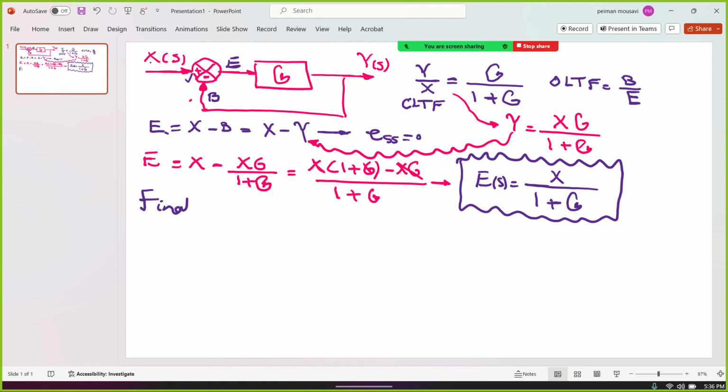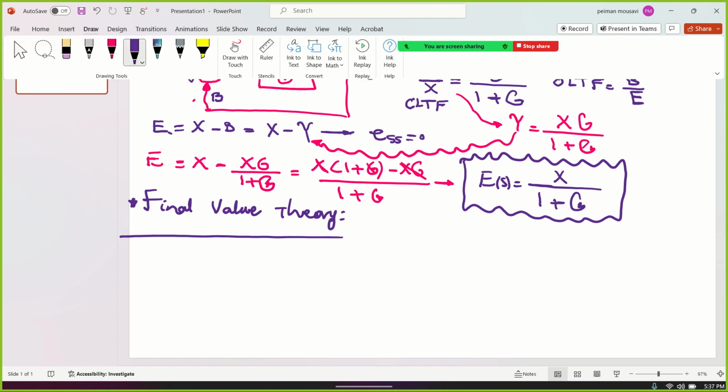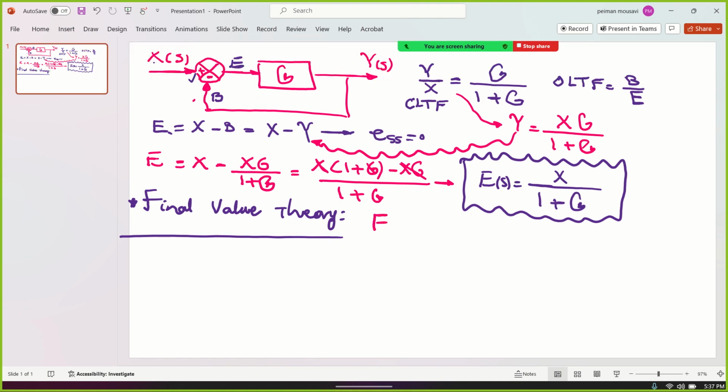Final value theorem. What does it say? It says if you have the Laplace transform F of s of any function f of t, the steady state value in the time domain is the limit of s F of s when s goes to 0. This is the final value theorem.